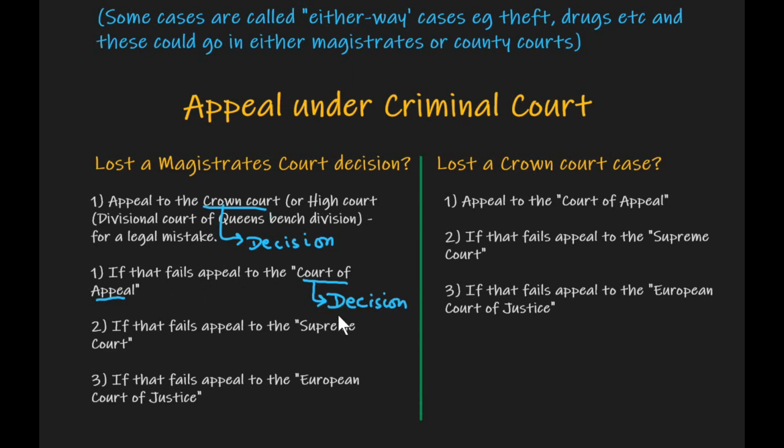Now again if he thinks that the decision is wrong, then he can appeal this decision to the Supreme Court, and the decision of the Supreme Court can be appealed in the European Court of Justice, but in specific cases. Crown court cases also follow the same procedure. For example, if you lost a decision at crown court, you can make an appeal to the Court of Appeal, after which you can make an appeal to the Supreme Court, and then finally to the European Court of Justice, but in specific cases.